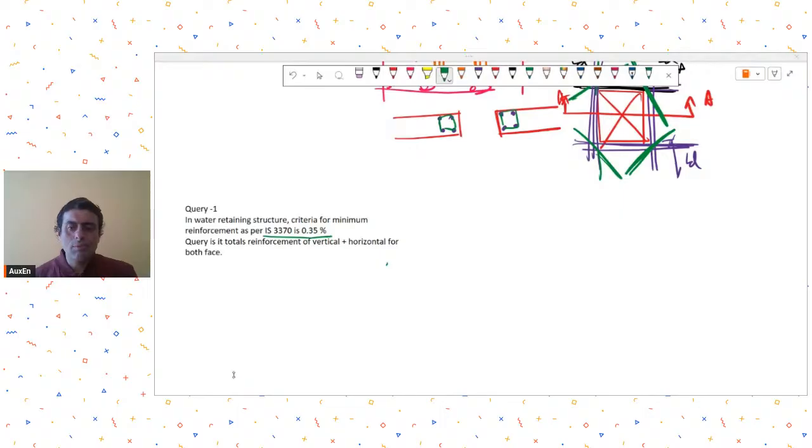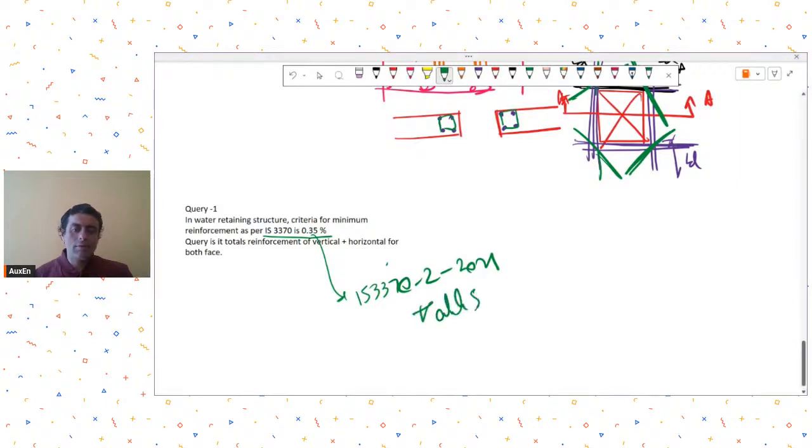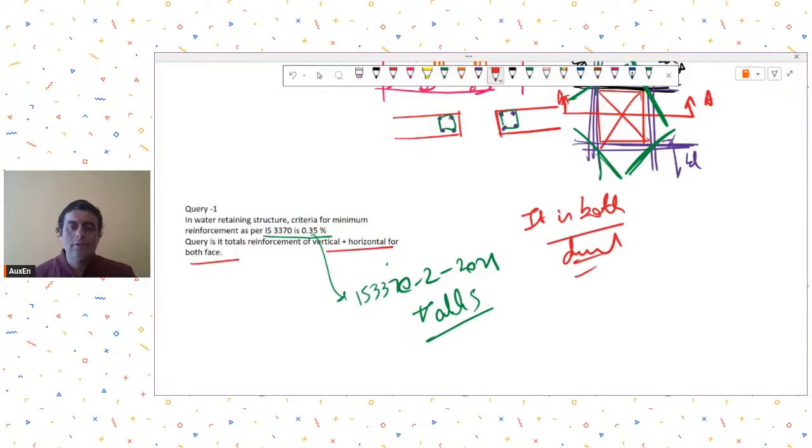Now, first of all, it's not 0.35, it's variable. It's not 0.35, it's variable. You refer to IS 3370 part 2 2021, and there's a table 5, I think, table 5 for minimum reinforcement percentage. So refer to that table. It clearly says that whatever reinforcement you calculate is in both directions, and this reinforcement that you calculate in both directions has to be within each surface zone.